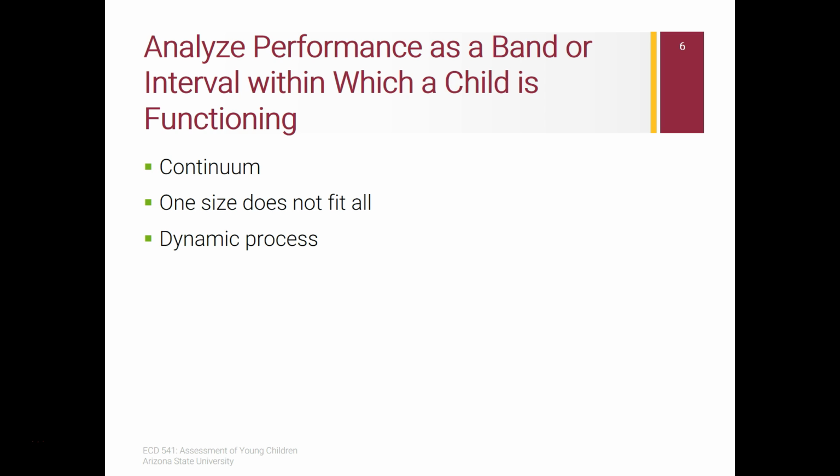Remember that there are normal variations in development and learning. Just because one child was toilet trained at 18 months and another at 2 years old does not necessarily point to either as advanced or delayed development. One size does not fit all. The development process is a dynamic one.